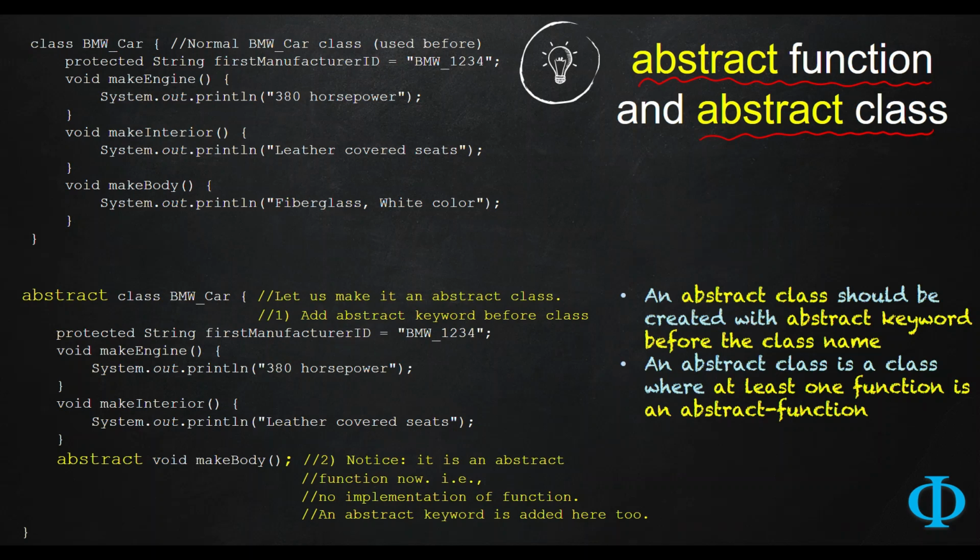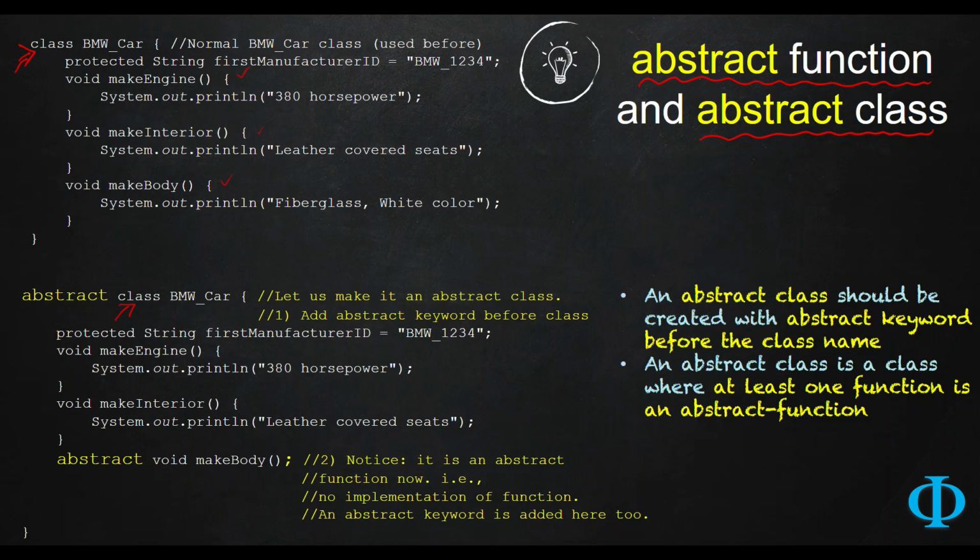So let us start. For the sake of convenience, I will use the same BMW car class that we have used earlier. As you can see, in both places I have used the same BMW car class, which has three different functions: make engine, make interior, and make body.